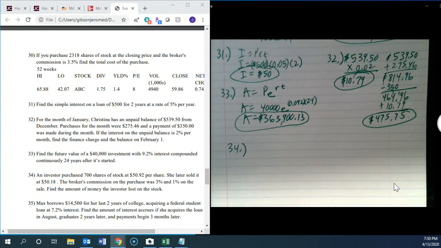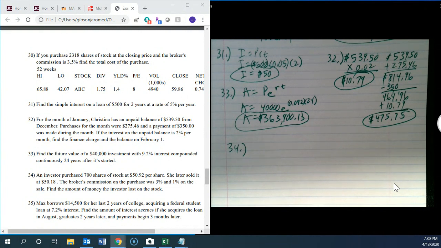It says an investor purchased 700 shares of stock at $50.92 per share. She later sold it at $50.18. The broker's commission on the purchase was 3% and 1% on the sale. Find the amount of money the investor lost on the stock.